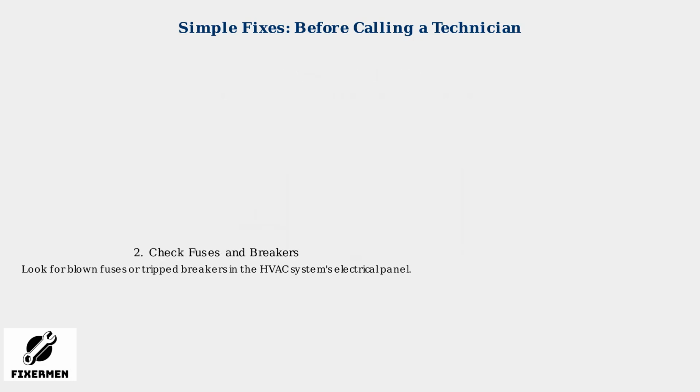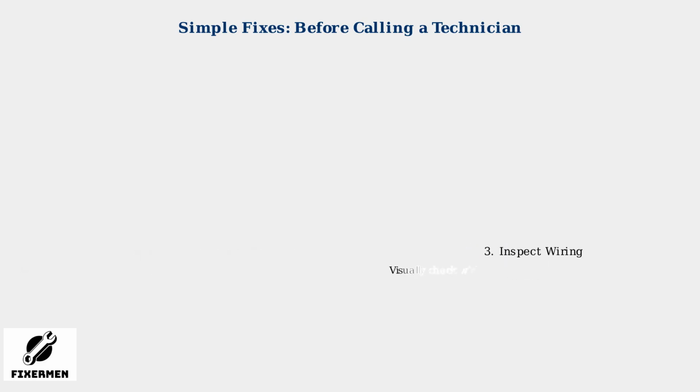Second, check for blown fuses or tripped breakers in the electrical panel dedicated to the HVAC system. A simple visual inspection or reset can fix electrical issues causing the error. Third, visually inspect the wiring for any looseness or damage. Ensure connections are secure and undamaged to prevent phase imbalances.